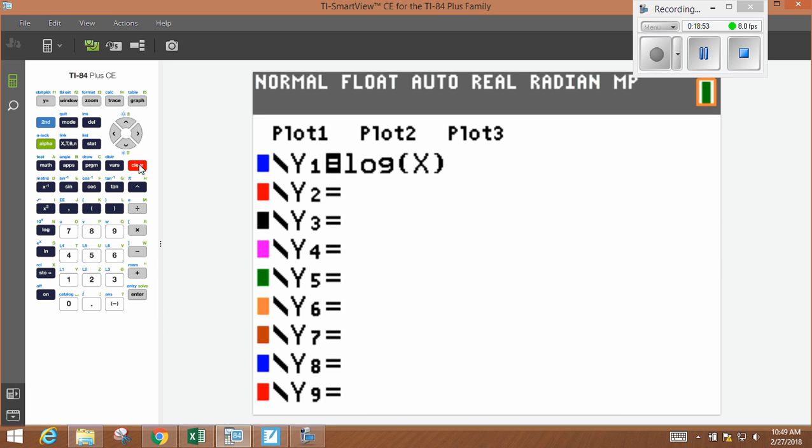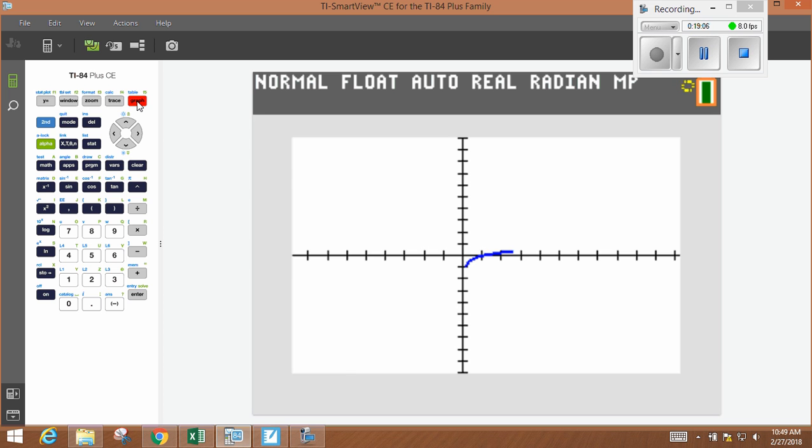What happens when we go, and this isn't on there, this is not on there, what happens when we go negative log of x? We reflected it about the x-axis, right? So we made a reflection with negative log of x. Cool. It's not on there, but I thought it was cool to look at.